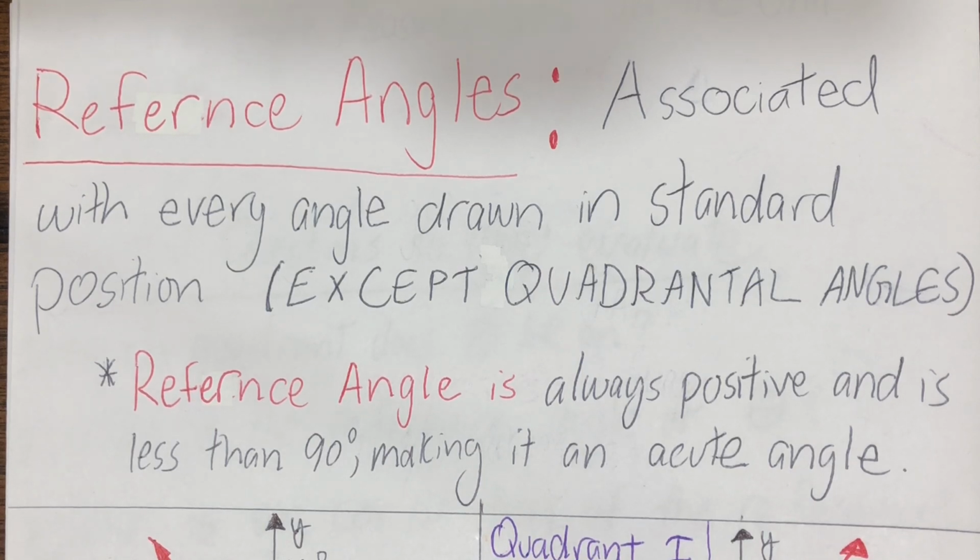Now, if you recall, for an angle in standard position, we have the initial side, which is always on the right side of the x-axis, and then we have the terminal side, which is anywhere around the unit circle. Now, before we look at reference angles in each quadrant, I want to talk more about a reference angle. A reference angle is always positive and is less than 90 degrees, which makes it an acute angle. So that means a reference angle has to be between 0 and 90 degrees.